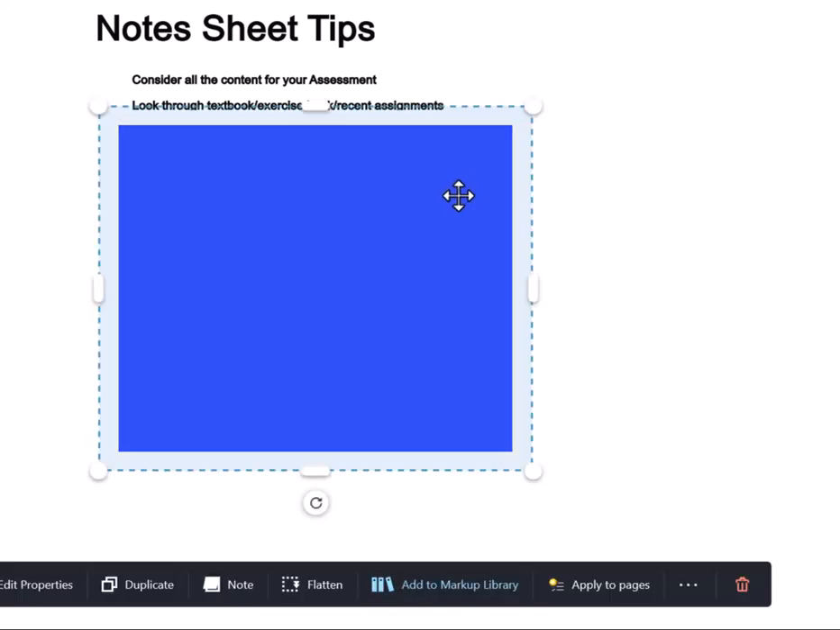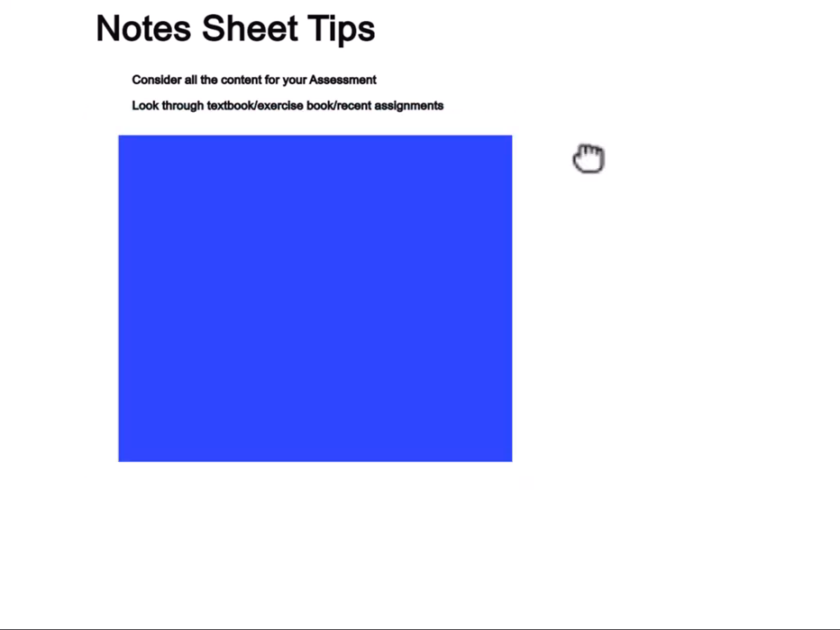Next, look through the textbook, exercise book, recent assignments. The reason I say that is because that is where you're going to find the information about what you've been covering. Sometimes it will be literally in the textbook. Sometimes recent assessments that you might have done might paint a picture as to what's going to be in there. It all revolves back to that first point about knowing what is going to be in your assessment.